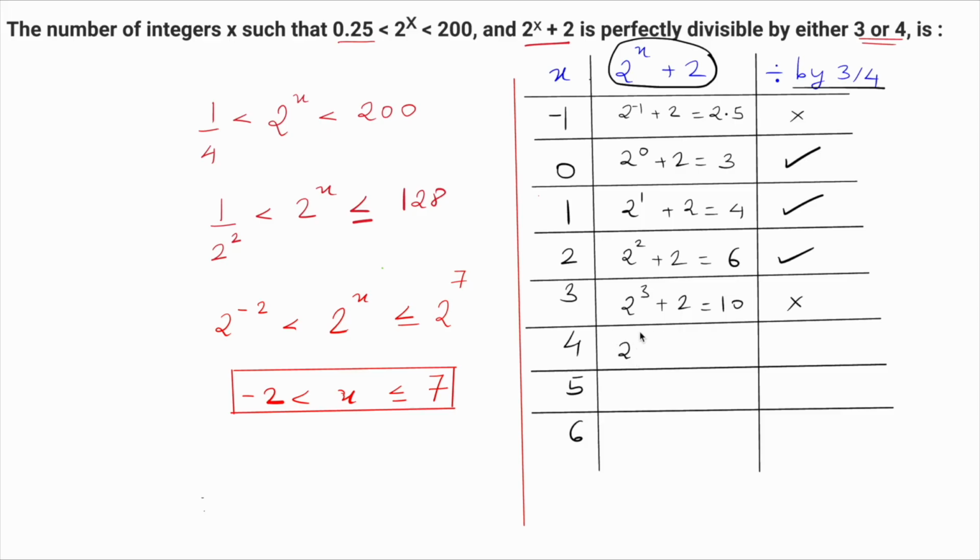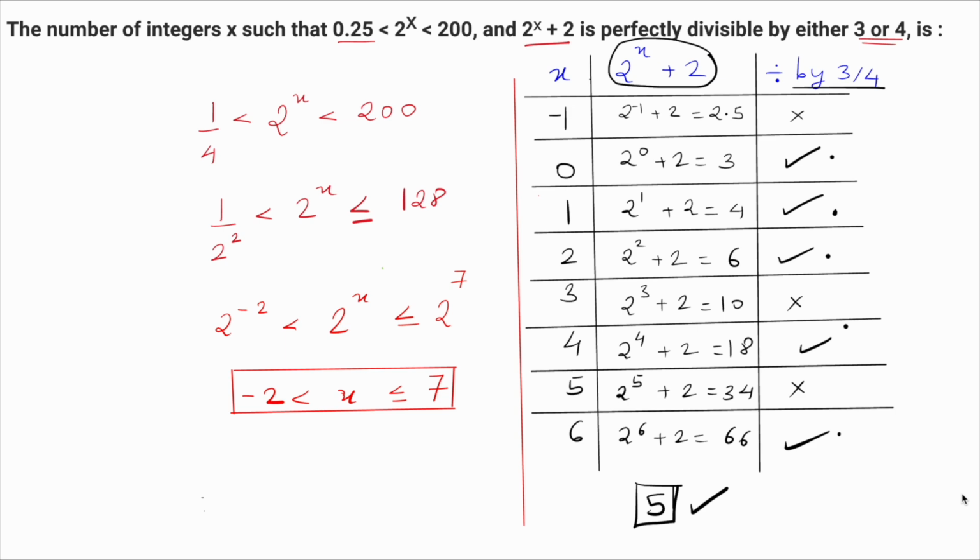When I put x as 4, 2 raised to 4 plus 2 is 16 plus 2, that is 18. A multiple of 3. When I put x as 5, 2 raised to 5 plus 2 is 32 plus 2, 34. Not a multiple of 3 or 4. And lastly, when I put x as 6, 2 raised to 6 plus 2 is 64 plus 2, 66. Yes, a multiple of 3. So there are exactly 1, 2, 3, 4, 5 values of x where both the conditions are met. The answer is 5. There are 5 integral values of x which meet both these conditions.